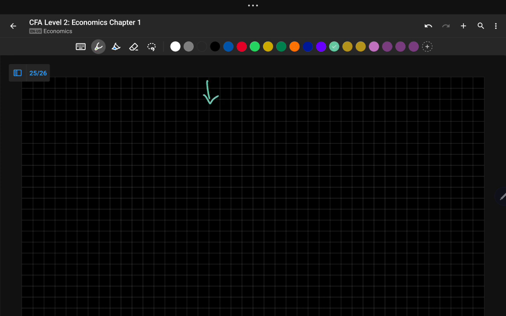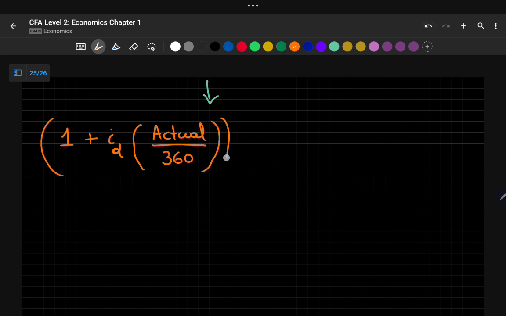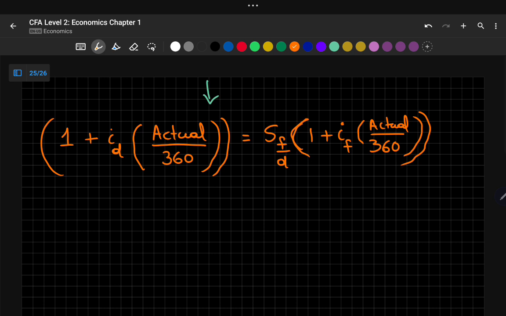Finally, we are arriving at the final equation. So the equation will now be 1 plus the interest rate of INR, the domestic interest rate, into actual divided by 360. This should be equal to the spot rate of foreign to domestic currency into 1 plus the interest rate for the foreign currency adjusted to the investment period, that is actual by 360, and then this is being converted back to domestic currency, so 1 by F of foreign to domestic. So this is the equation. Okay. So this is the important equation that you guys should memorize.